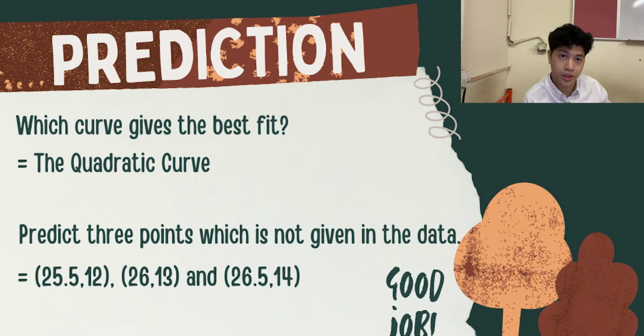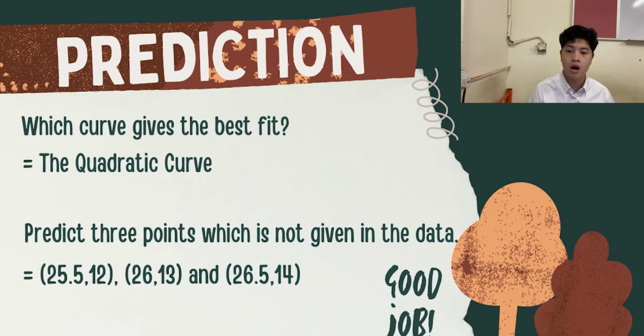Okay, first question of the prediction: which curve gives the best fit? Okay, we have chosen the quadratic curve as the best fit because of the least number of errors within the calculation. The other curves were not fit to be used as they are not as precise and they obtain more errors. Secondly, predict 3 points which are not given in the data.